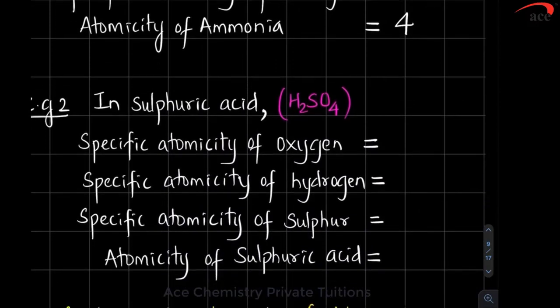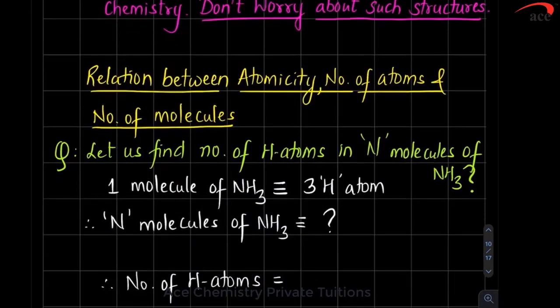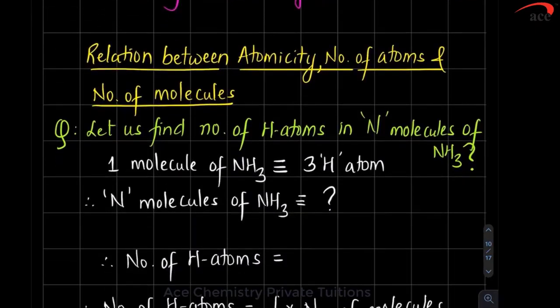Similarly, can you write down the atomicity of sulfuric acid from the oxygen, hydrogen and sulfur perspective? Yes, atomicity of oxygen is 4, atomicity of hydrogen is 2, atomicity of sulfur in sulfuric acid is 1, total atomicity is 7.